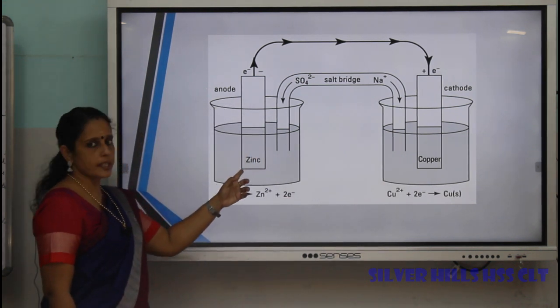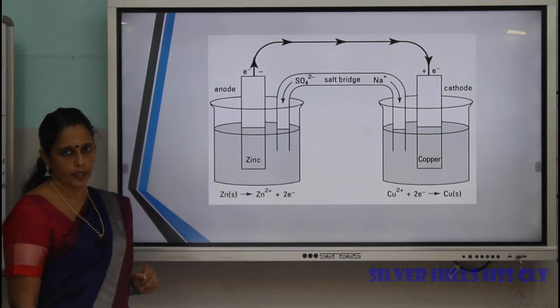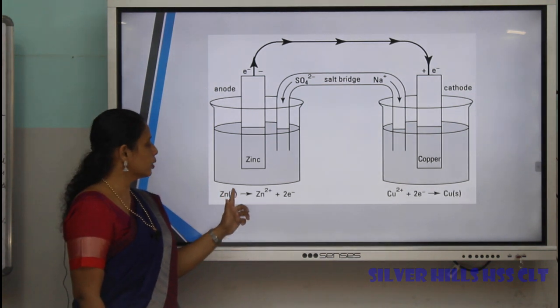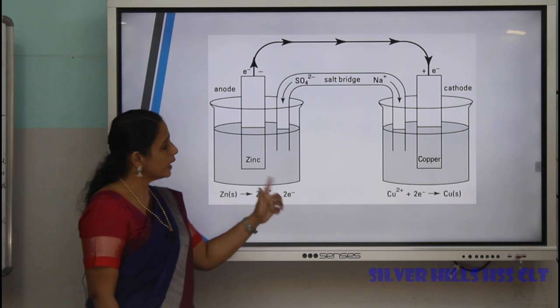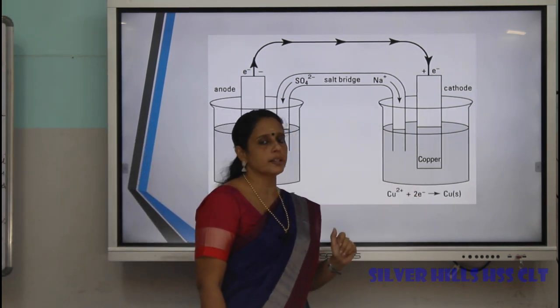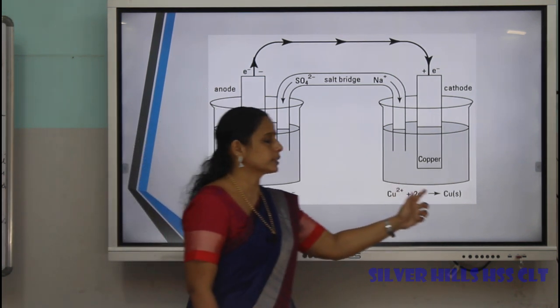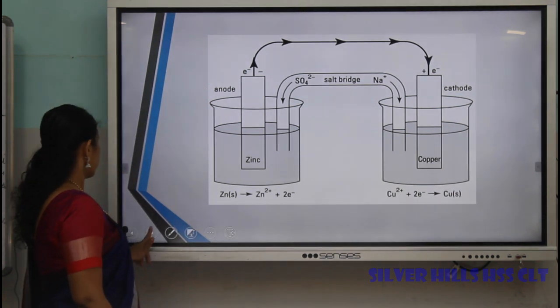Here, zinc is the anode and it is present in zinc sulfate solution. There, oxidation takes place. That means zinc undergoes oxidation to form Zn2+. Those two electrons are accepted by Cu2+ and it is converted to Cu. That is, reduction takes place. We can explain.